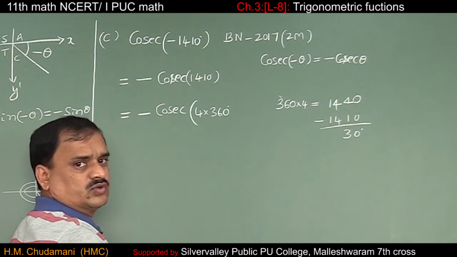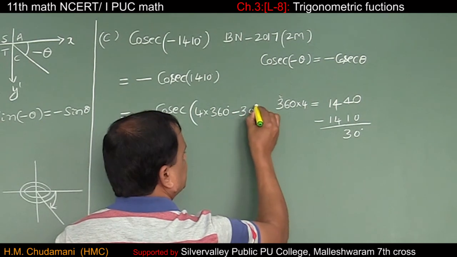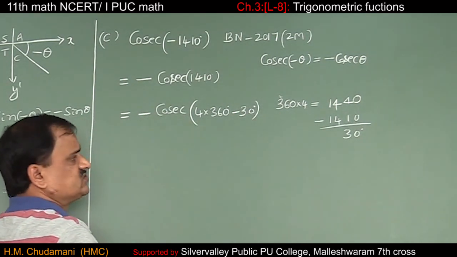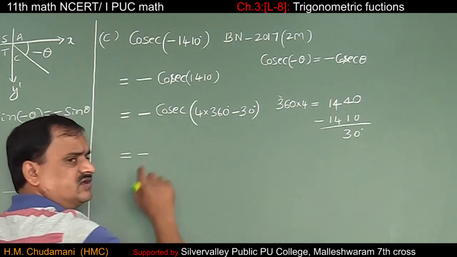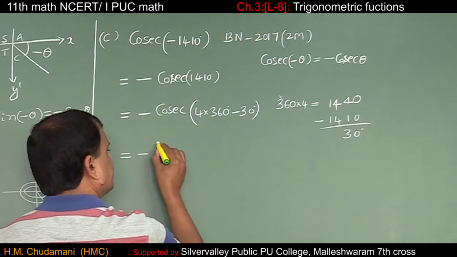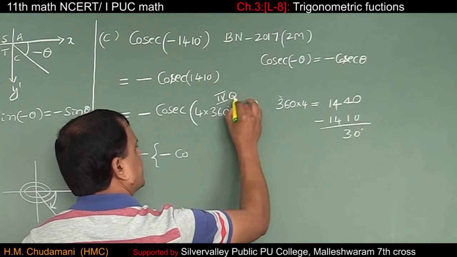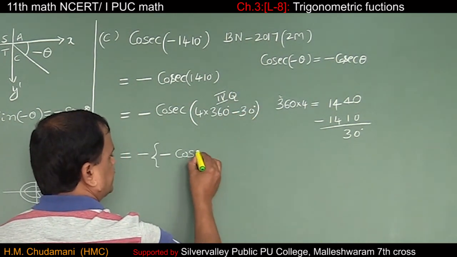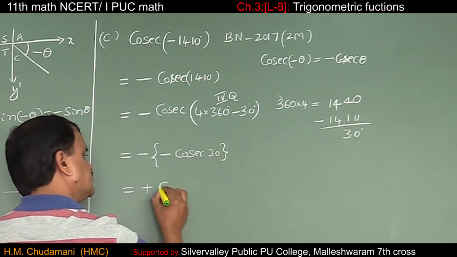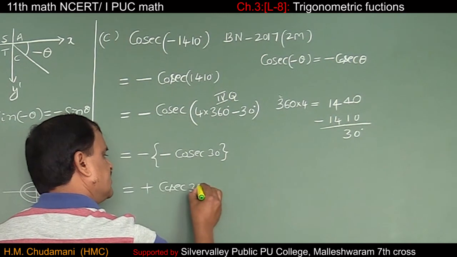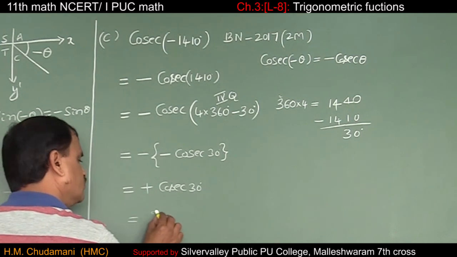We have 1410 degrees, so that means minus 30 degrees you need to write. Now this is again in the fourth quadrant only, and in the fourth quadrant it should be negative. You can verify. So this is minus cosecant 30 degrees, minus of minus is plus cosecant 30 degrees. Sin 30 degrees is 1 by 2, so cosecant 30 degrees is 2.